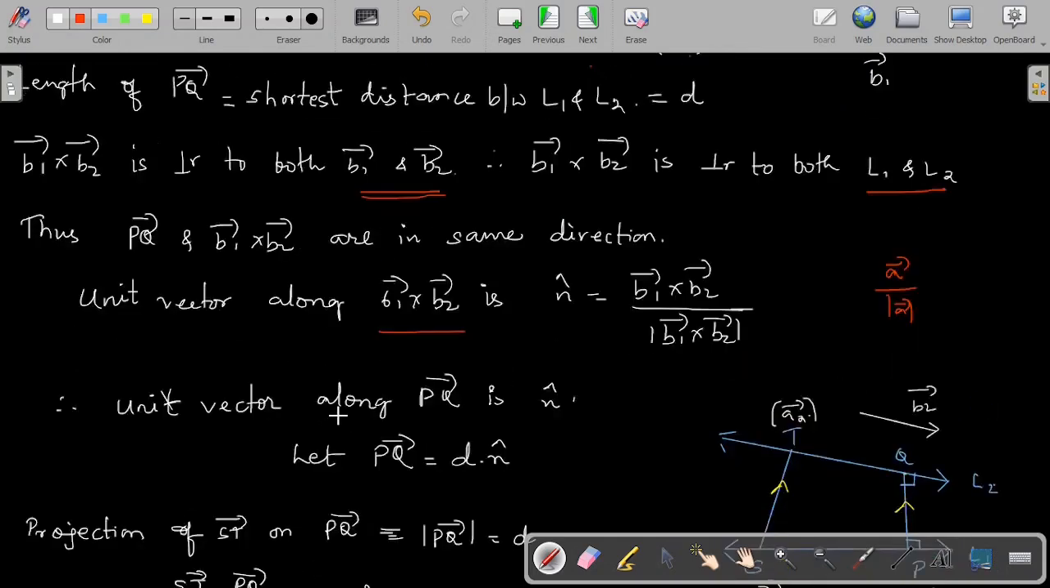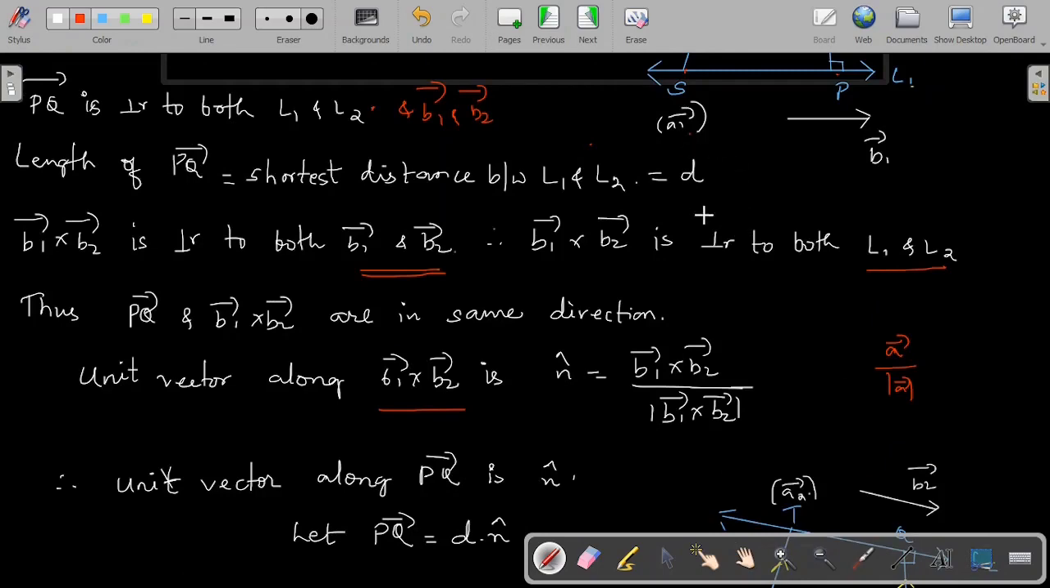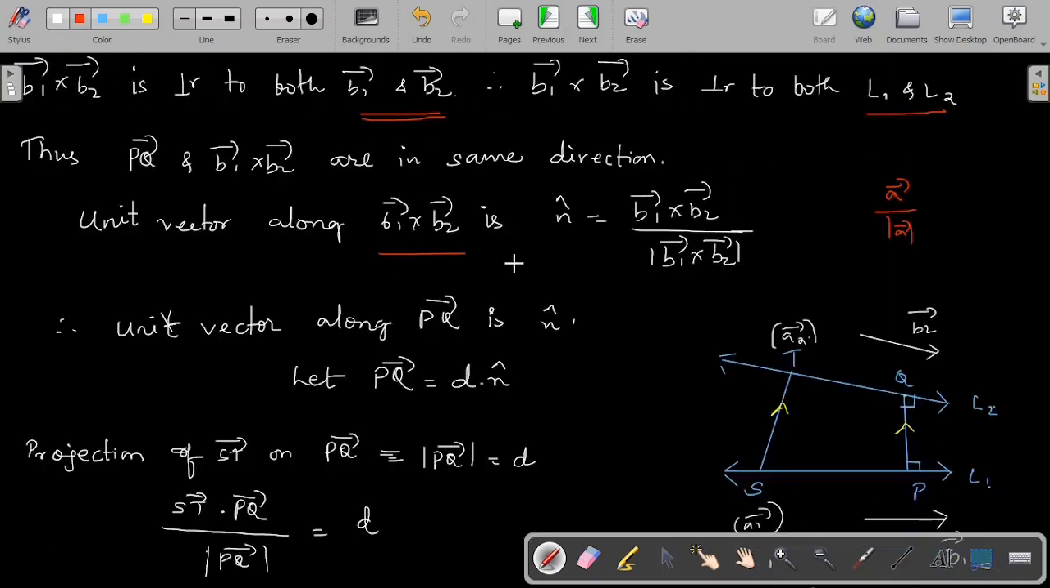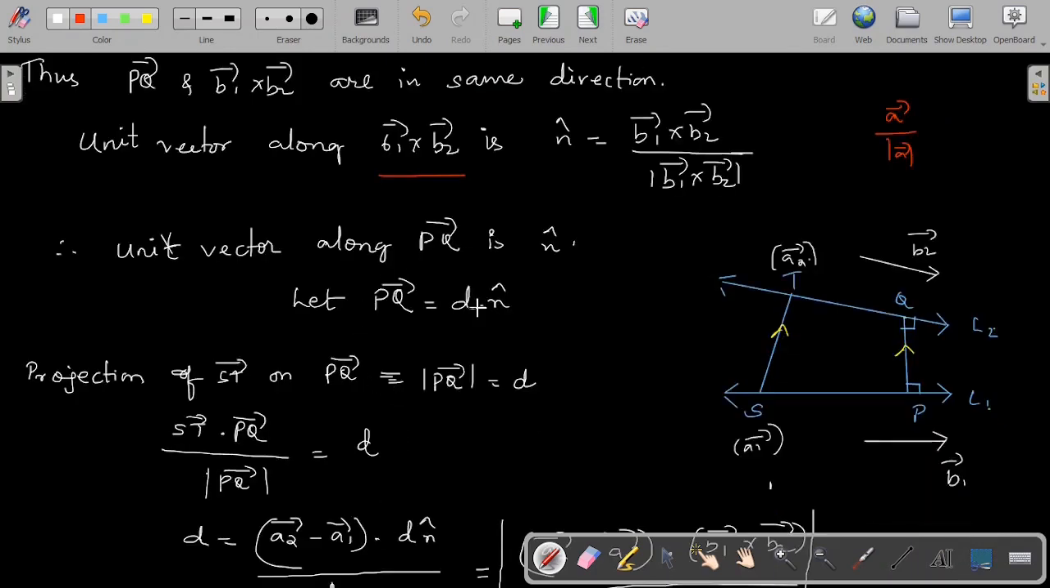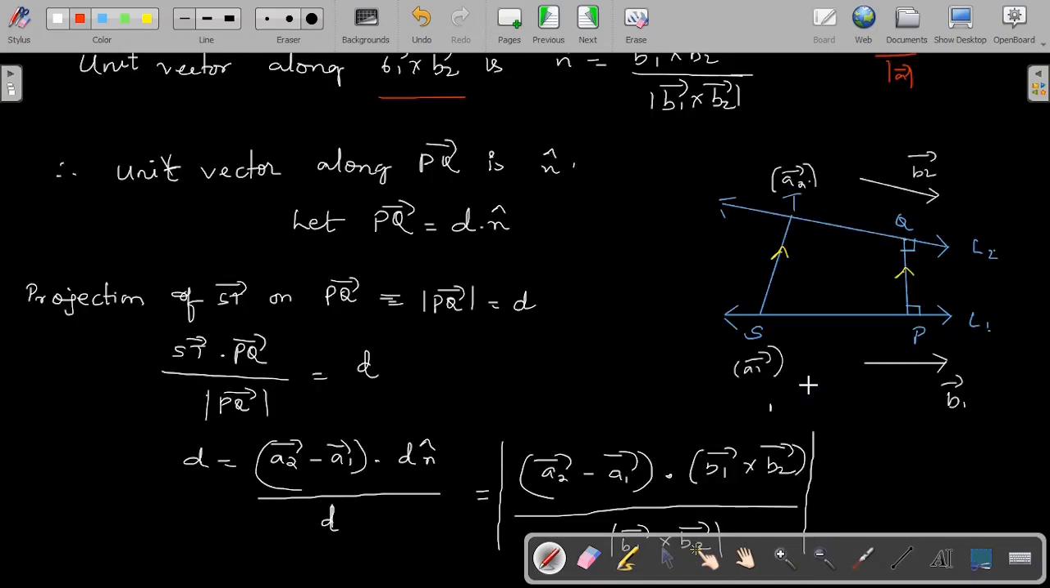Therefore, now I got the magnitude of PQ vector as D. I named the magnitude of PQ vector as D. Direction of PQ vector is same as the direction of B1 cross B2, that is the unit vector along B1 cross B2, n cap. So I can write PQ vector as magnitude into direction, D into n cap. I got the PQ vector expression. Now you have to find an expression for this D, the shortest distance between two skew lines. So what I'll do is project this ST vector onto PQ vector.